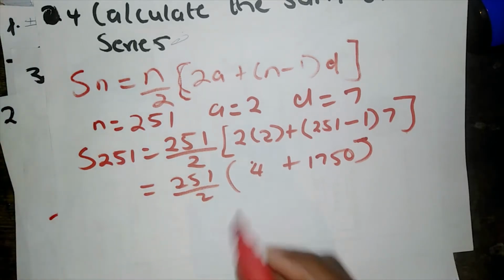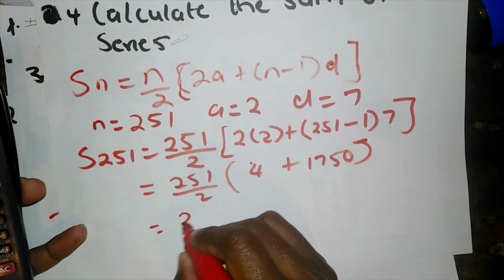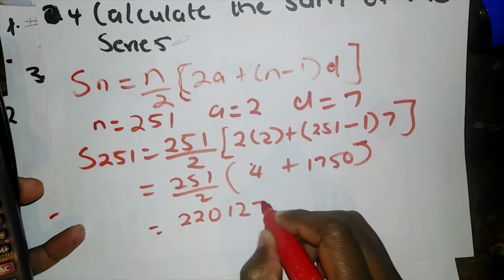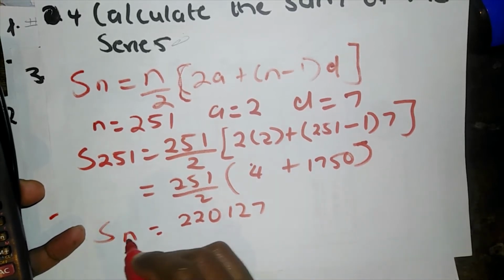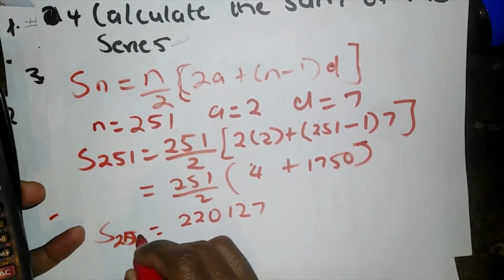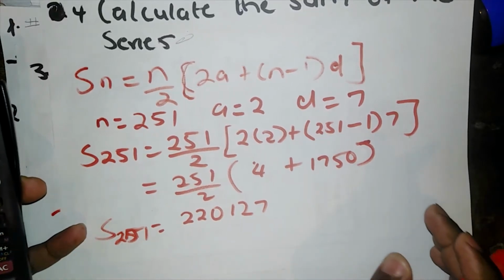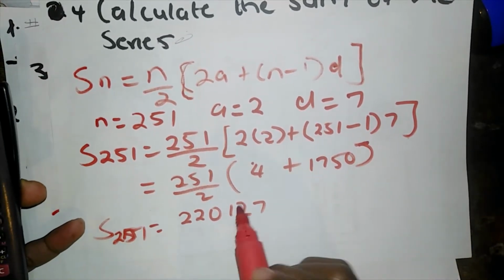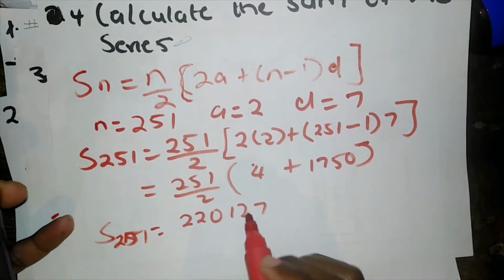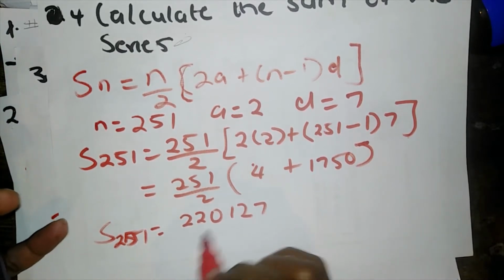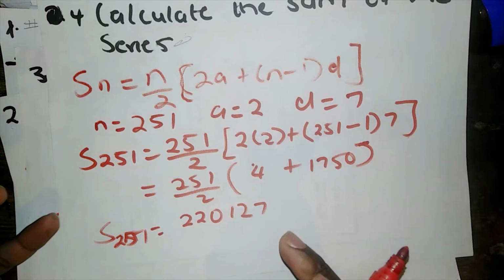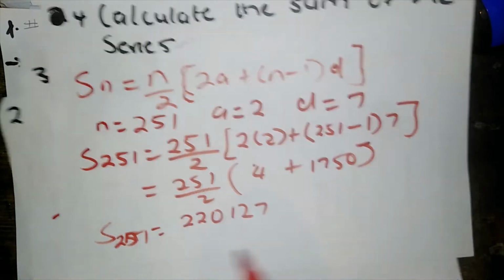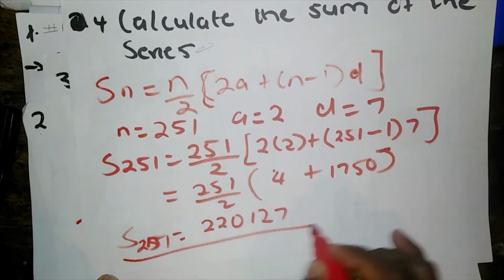So your answer is 220,127. So the sum of the series is 220,127. Right. So as simple as this, guys.